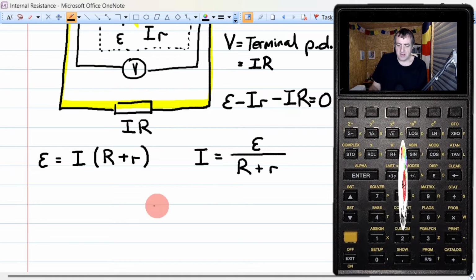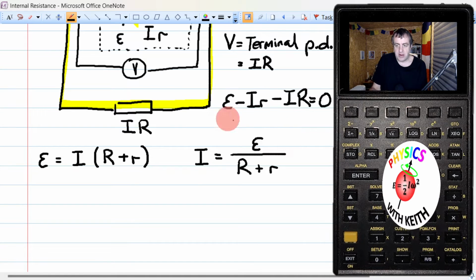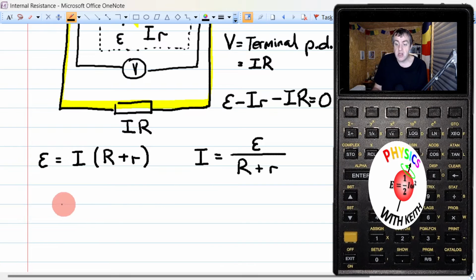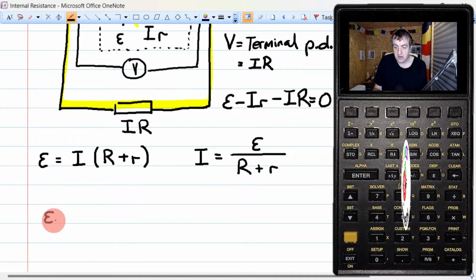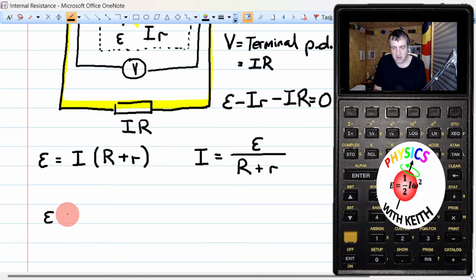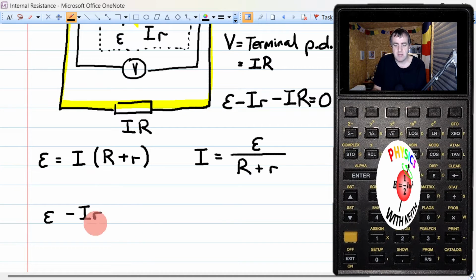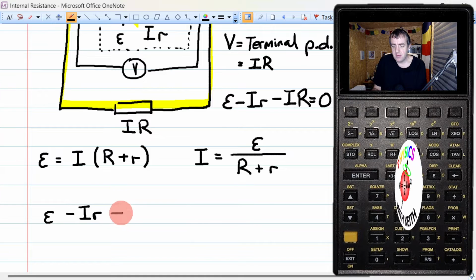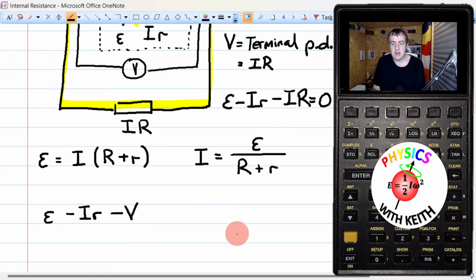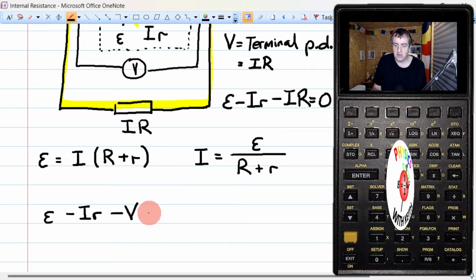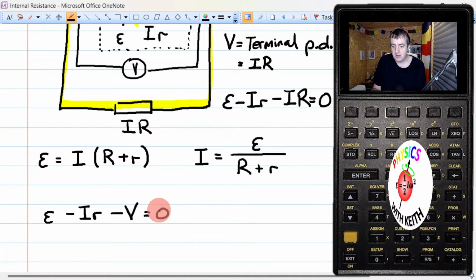Let's just go back a step and have a look at this equation. Instead of IR, I'm going to write the terminal potential difference, because I can measure that. EMF I can't directly measure. Internal resistance I can't directly measure, but I can measure I. And let's say I measure the terminal potential difference. Remember, IR would be equal to the terminal potential difference.